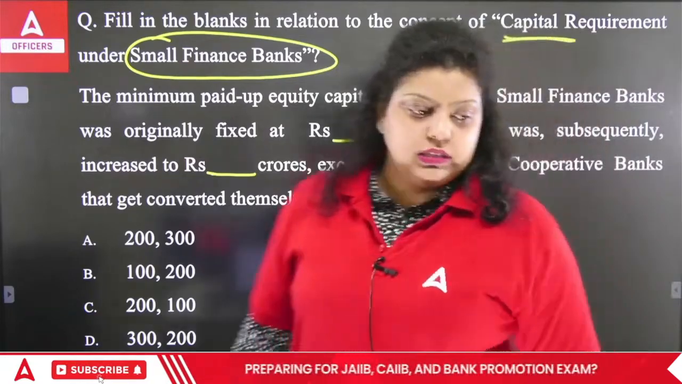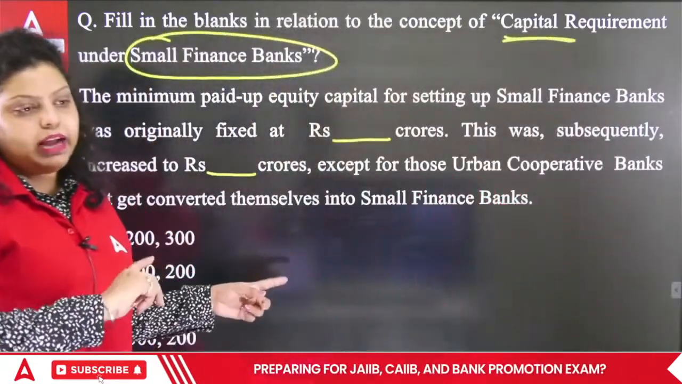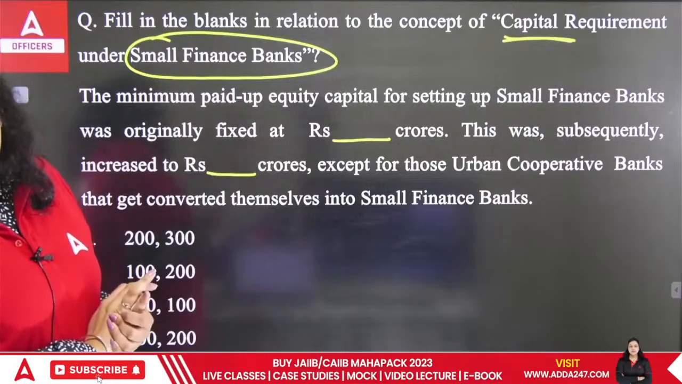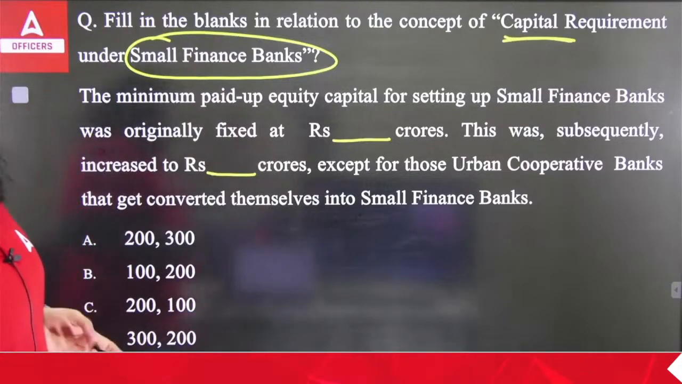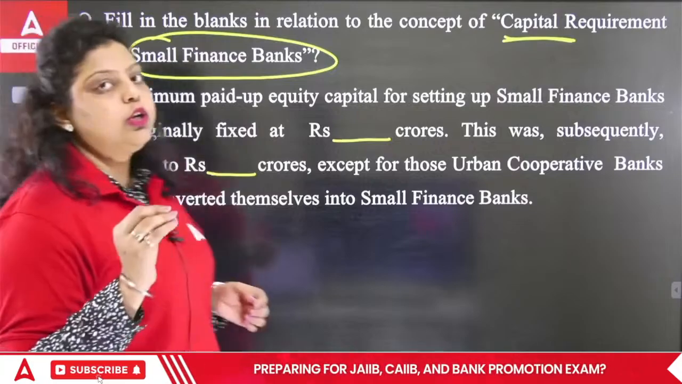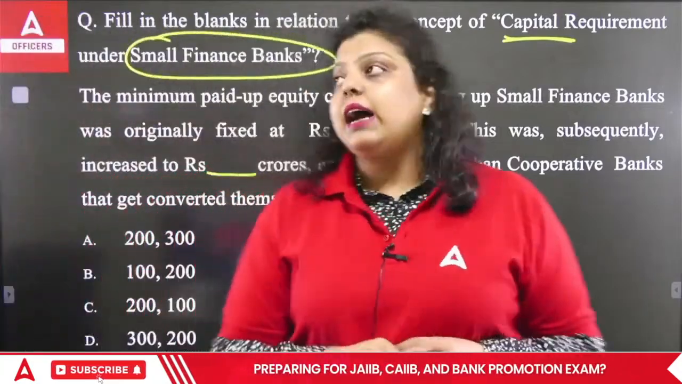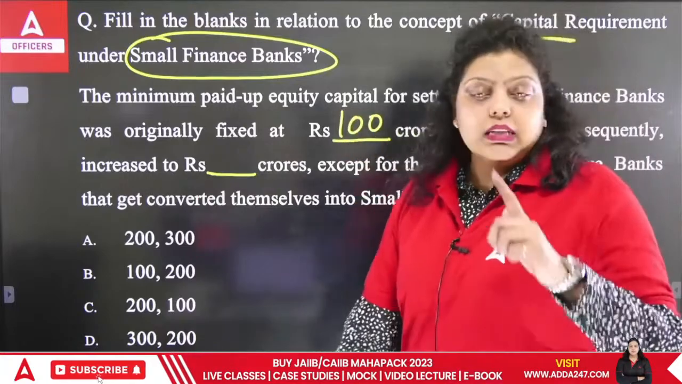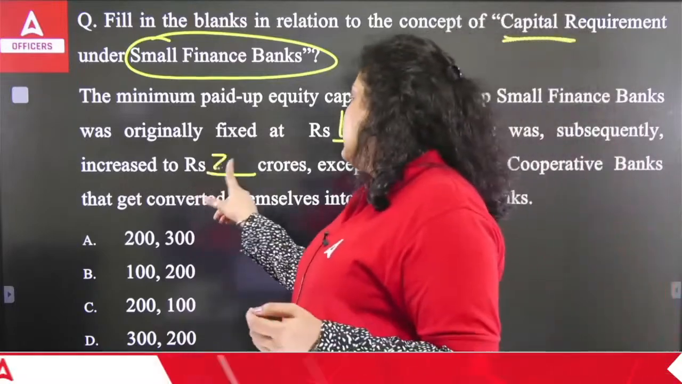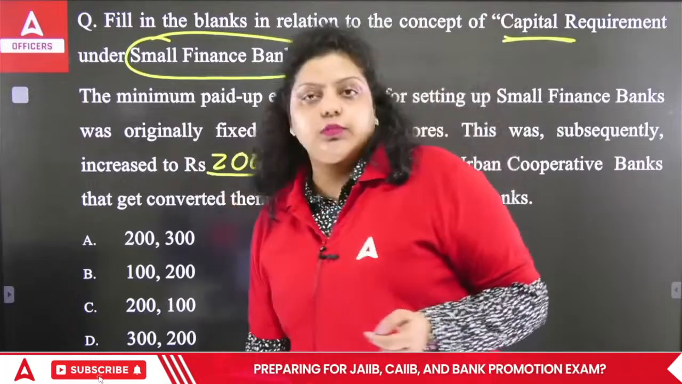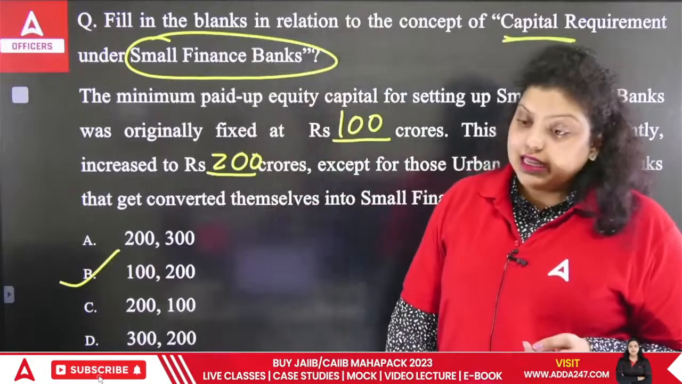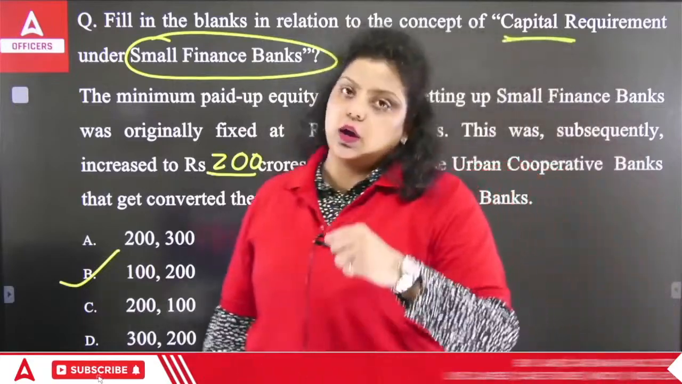Okay, so this is what we have discussed here, that both the banks will be able to convert into a small finance bank. When the small finance bank was first introduced in the year 2015, RBI said that the initial capital required is 100 crore. That was increased by RBI to 200 crore. So the right answer will be option B, that is 100 and 200. Clear? So initially it was 100, now it is 200.